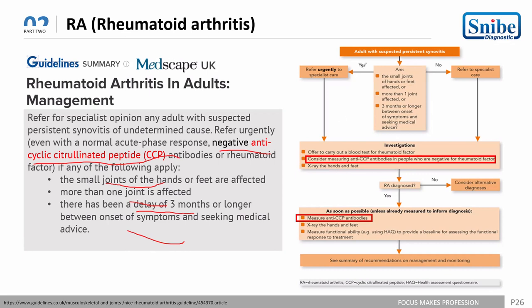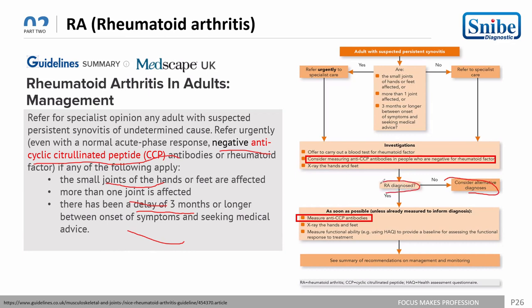It is also recommended that suspected persistent synovitis or rheumatoid arthritis be referred to specialist care, especially if small joints of the hands or feet are affected, or more than one joint is affected. You should also consider measuring anti-CCP along with the rheumatoid factor blood test, and taking an X-ray of the hands and the feet. If the RA diagnosis is negative, then consider an alternate diagnosis.